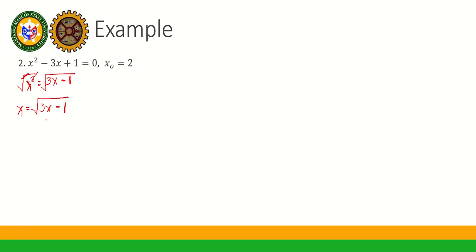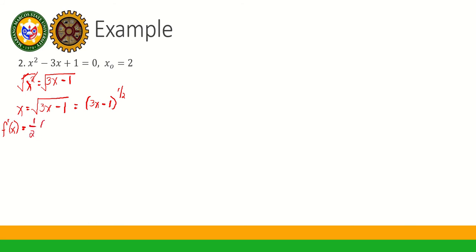Now, for condition, so g prime x natin is equal to, okay, so pwede natin tong isulat into fractional exponent that is equal to 3x minus 1 quantity raised to 1 half. So we apply power rule.